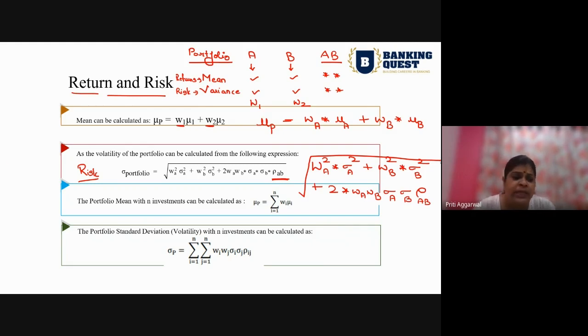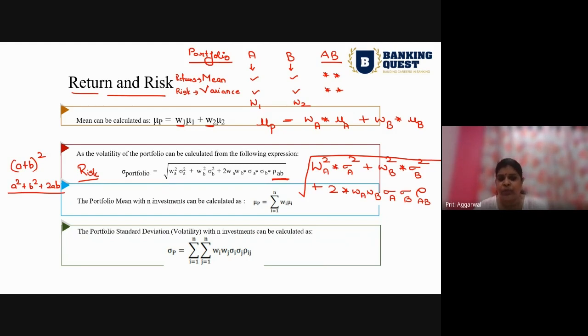Friends, this is the most simple formula, the one which we used in our 9th standard maths, A plus B, the whole square formula, which is A square plus B square plus 2AB. Right? So this is the formula which we are using out here, right? We calculate your risk. Okay.